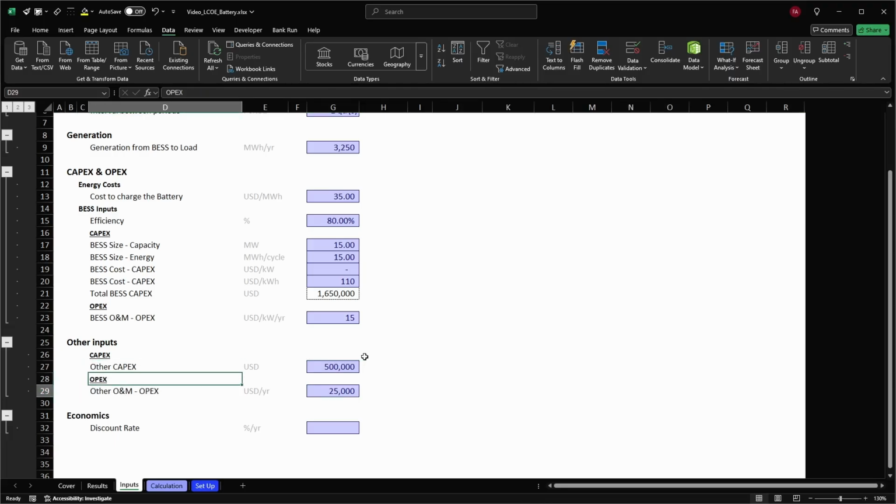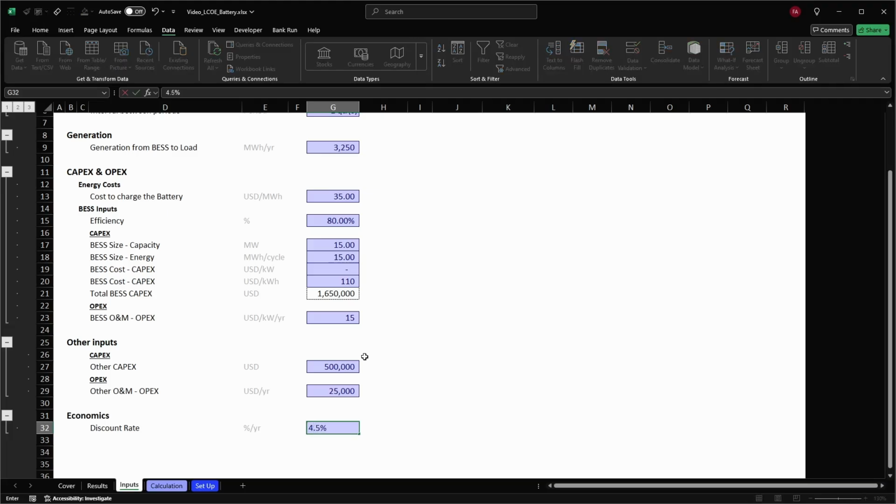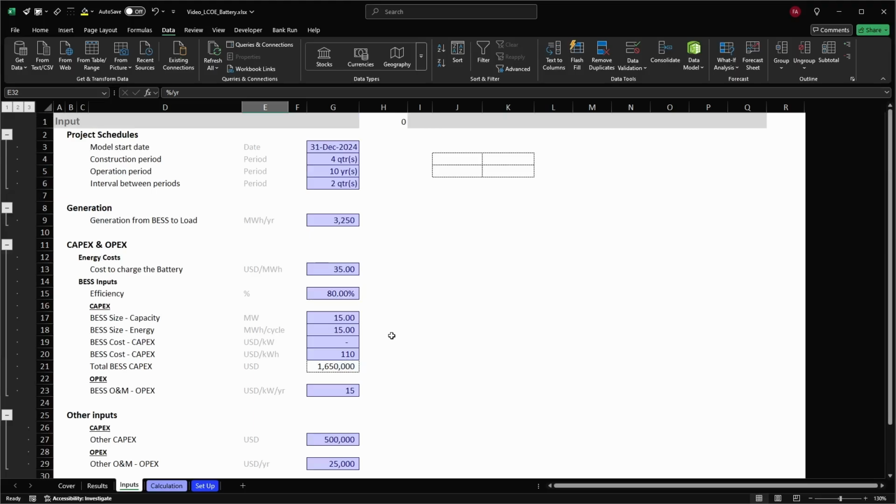It doesn't really matter. And of course, if you have been following the channel, we know whenever we do LCOE calculations, we have to use NPV of the cost and the generation. And whenever we use NPV, we also have to use a discount rate, which we're going to say is 4.5% per year. All right. So that's basically what we have here.